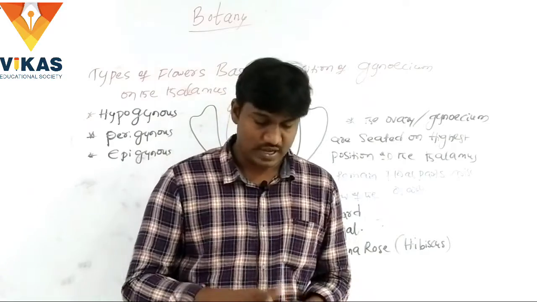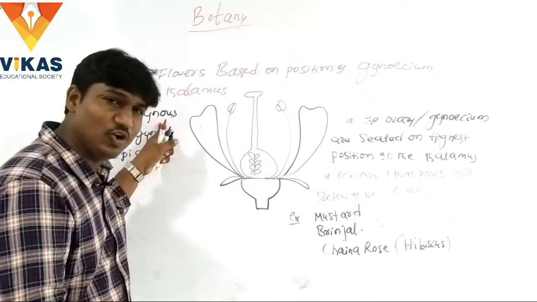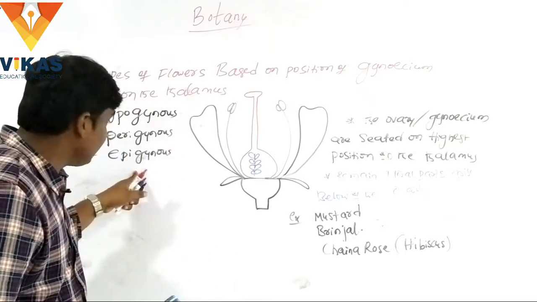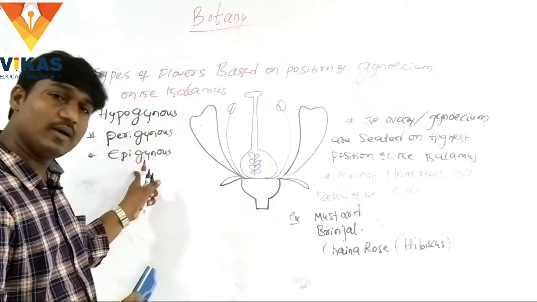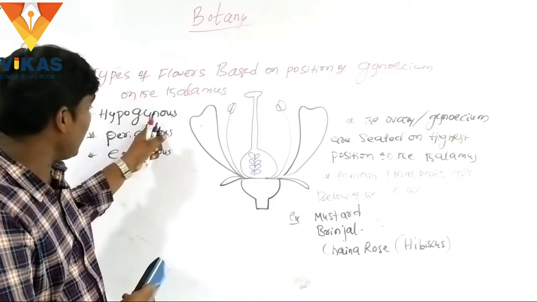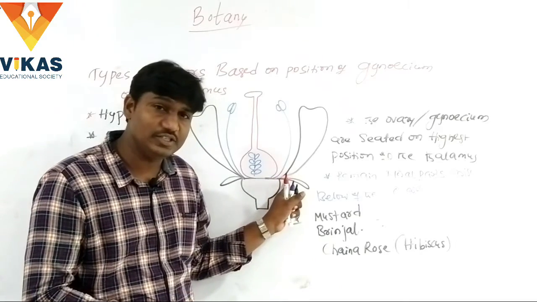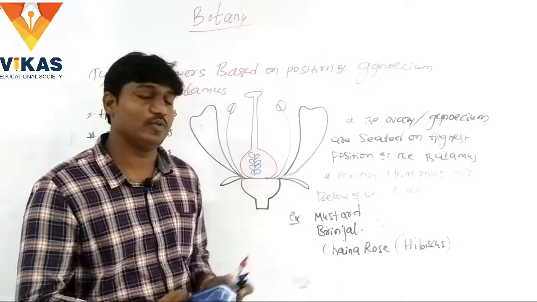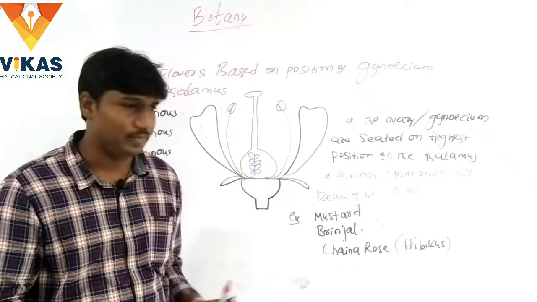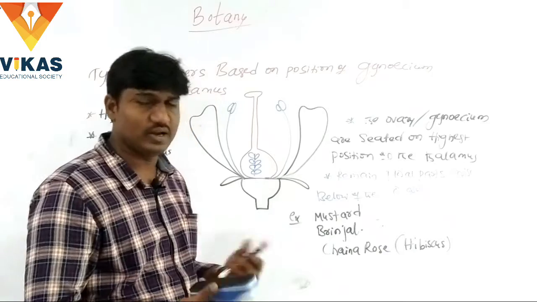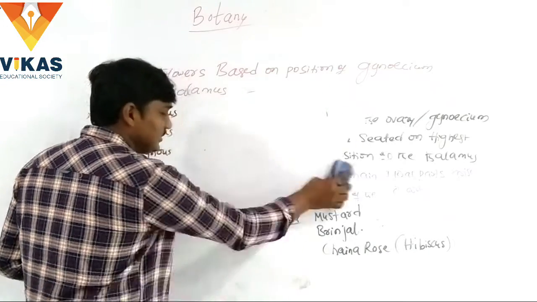Hypo means below. Epi means upper or higher position. Hypo means below, and here the other parts are arranged below the ovary. Hence it is called hypogynous. So these are the examples: mustard, brinjal, and China rose or hibiscus. So next one, perigynous.